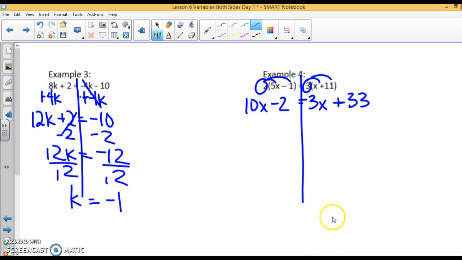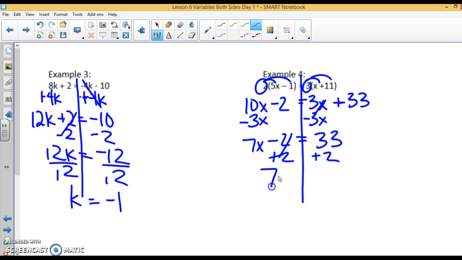And then I just have to solve for it. So we know to move the variables to one side. So I'm going to subtract 3x from each side. This will give me 7x minus 2 equals 33. I can add 2 on both sides. That'll give me 7x equals 35. And I can divide by 7 on both sides. So I get x equals 5.